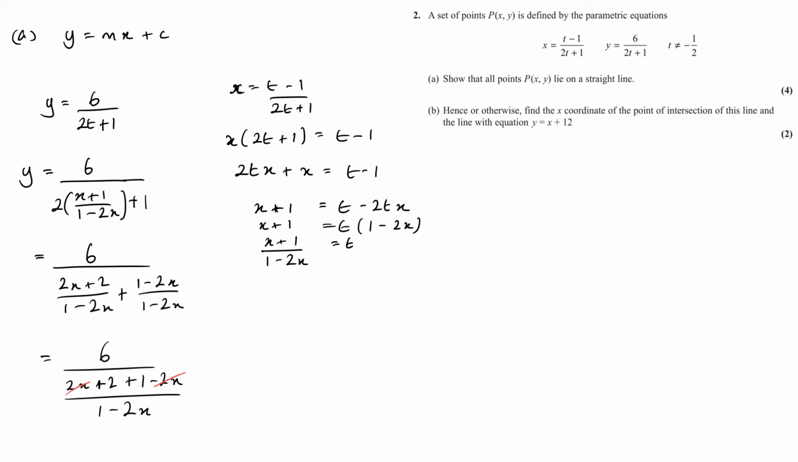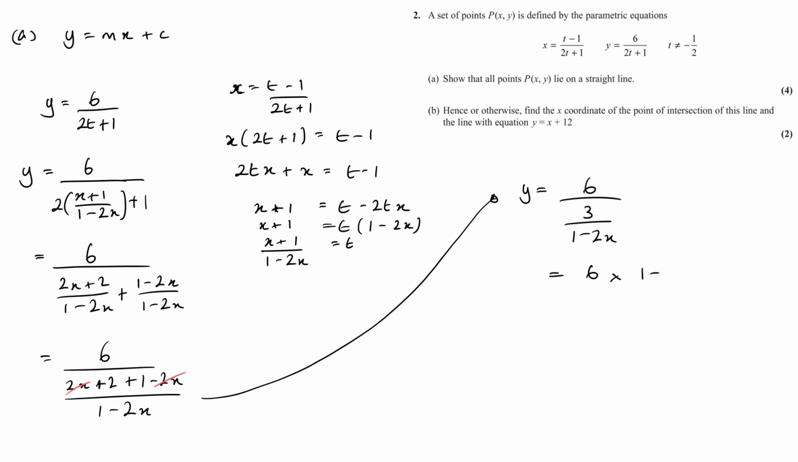So now I can go ahead, and I'm just going to bring this over here. So we can go y equals 6 over, and we've got 3 over 1 minus 2x. Okay, this top line now is just 3 over that. And of course, when you divide by a fraction, it is the same as multiplying by its inverse. So we end up with 6 times 1 minus 2x over 3.